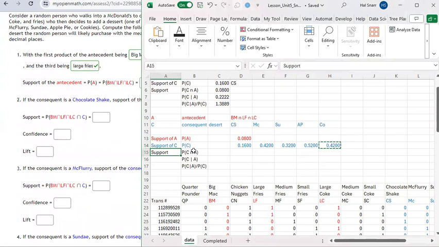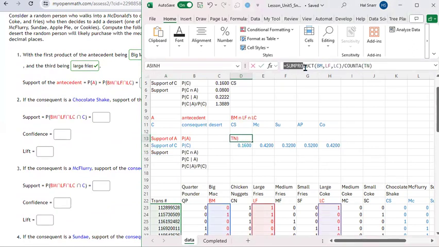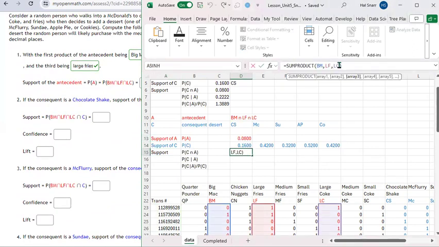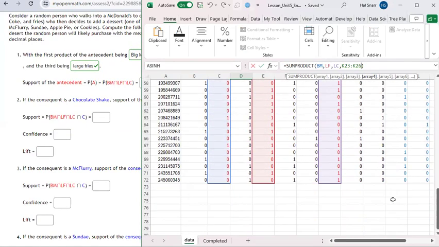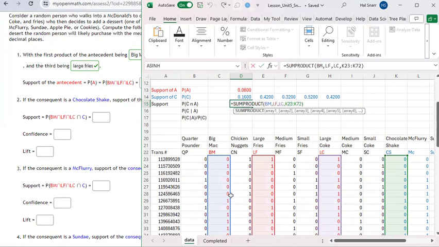Right, now we need the support. We're going to copy this right here. And the way I'm going to do this is I'm going to put a comma here, right? The BM, the LF, and the LC are fixed, right? I'm going to use K23 to K72. When I drag this across, the blue, the red, and the purple will stay stationary, but the green will move one column at a time to the right.